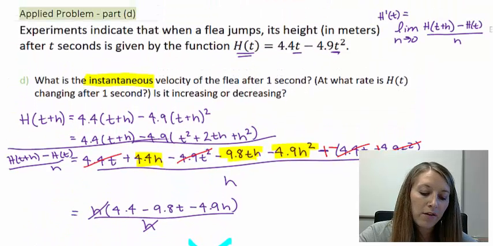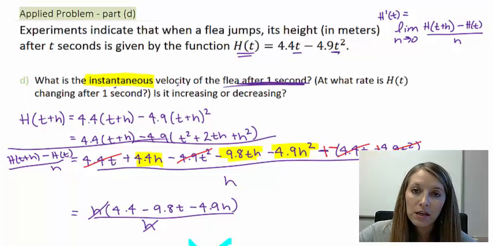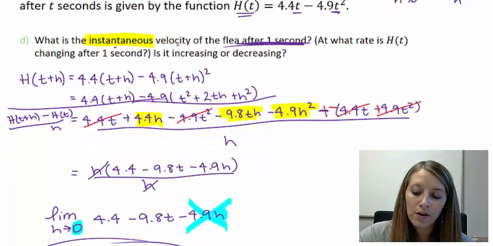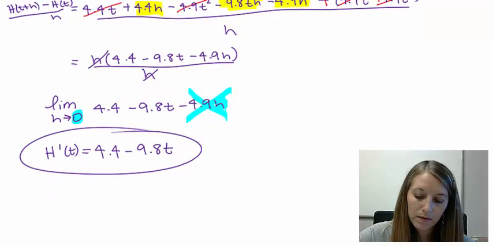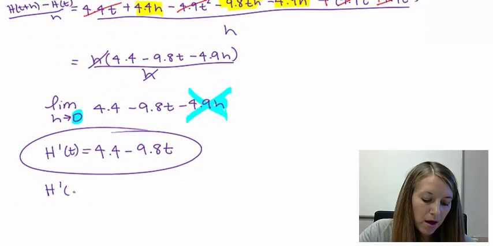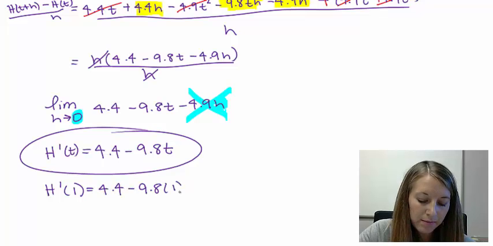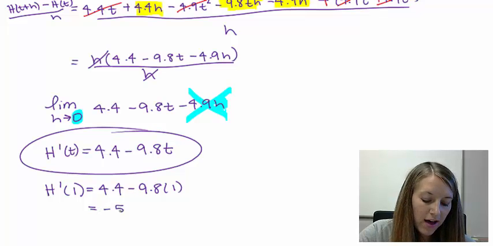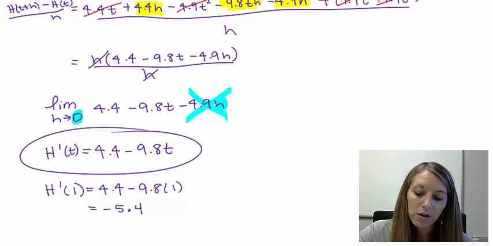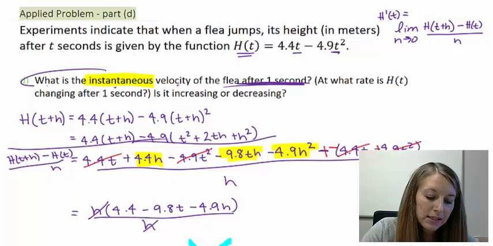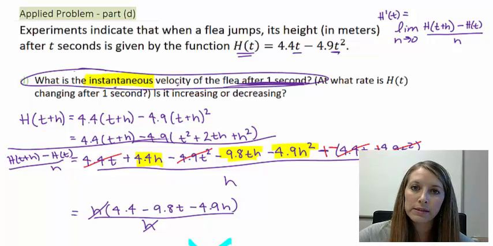Okay, now if we want the instantaneous velocity of the flea after 1 second, basically we need to plug 1 second into our instantaneous velocity equation. So we need to plug this 1 second into our derivative equation. So h prime of 1 equals 4.4 minus 9.8 times 1, or 4.4 minus 9.8, which gives me negative 5.4. So again, what we just computed was the instantaneous velocity of the flea after 1 second.